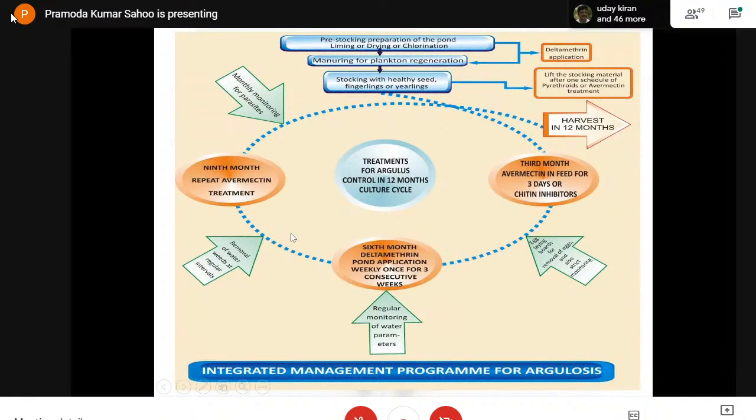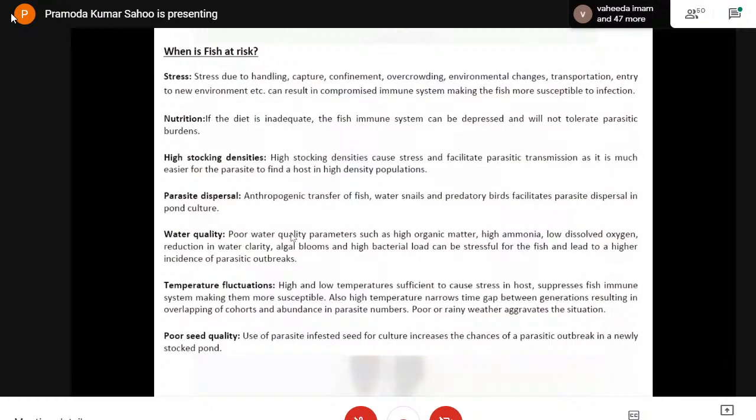You can apply this over the whole culture period of 9 to 10 months, or 11 or 12 months of culture, if you are doing so. If you rotate the drugs or use different mechanisms of action, otherwise it is very difficult to get rid of this particular parasite.